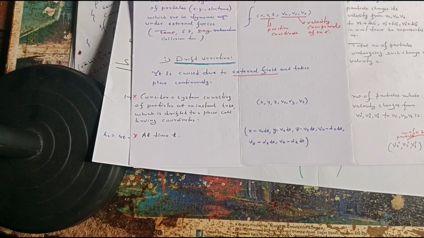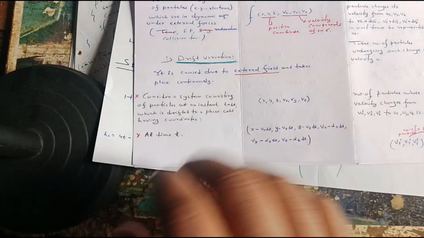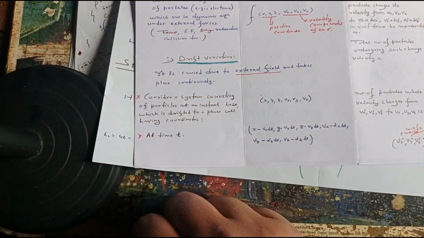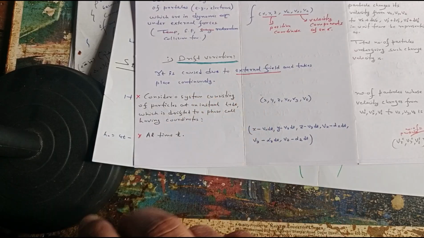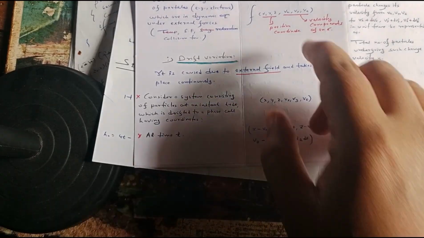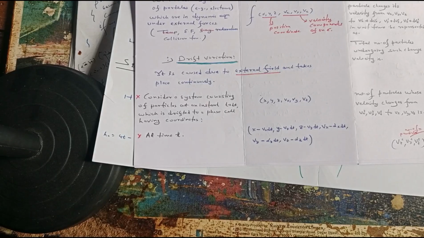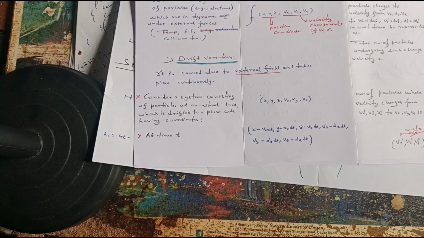So what will be the changes in our distribution function? This is our distribution function at time t plus dt. After time t, its coordinate changes to this. So let's see what the changes in our distribution function will be under the influence of the external field.